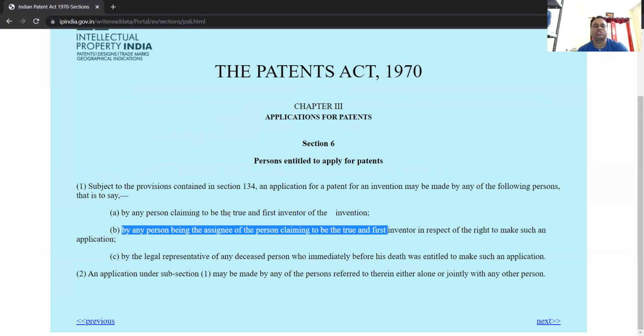So true and first inventor can apply for the patent himself, or anyone who has been assigned by the true and first inventor, he can also file patent. And C, by legal representative of any deceased person.